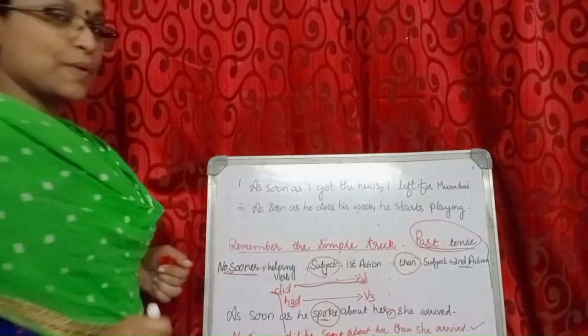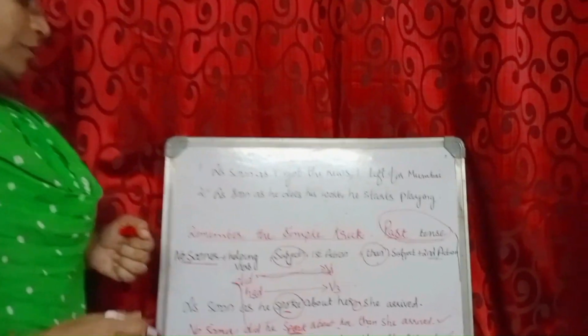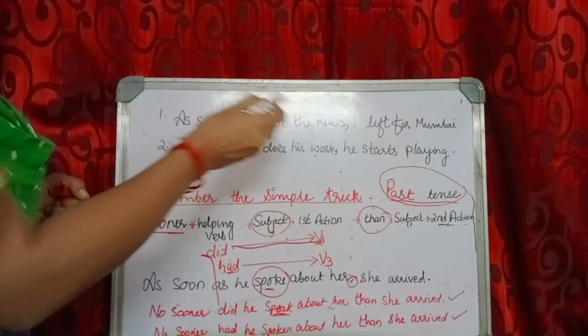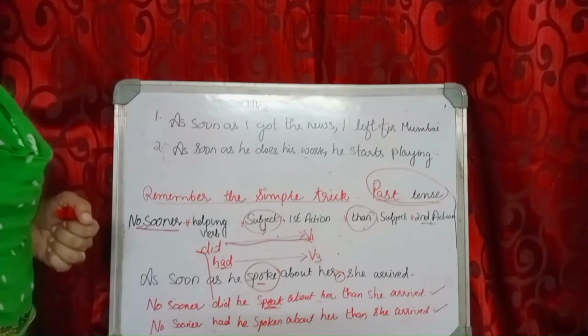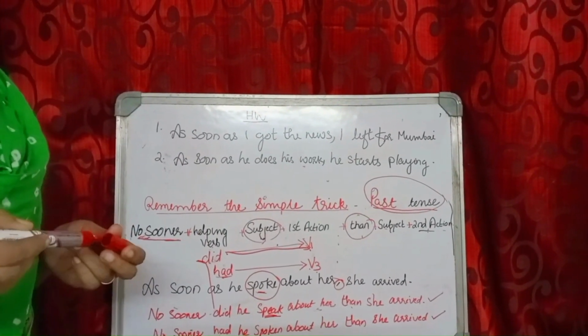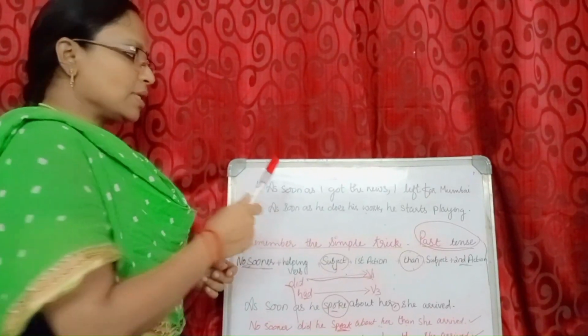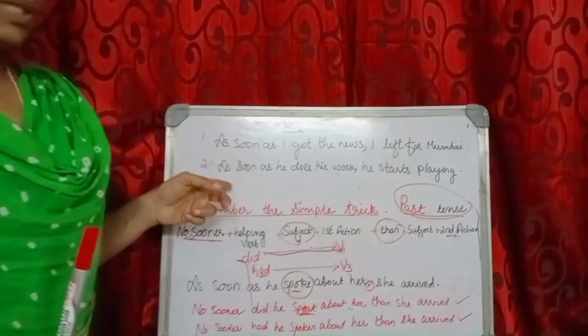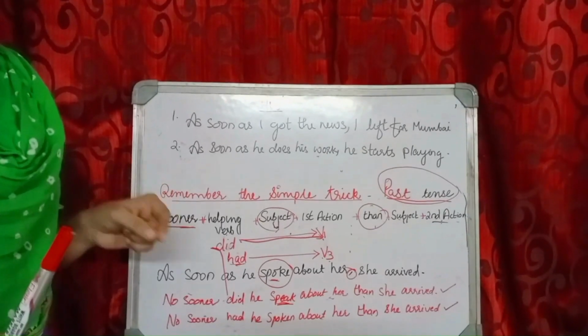So I have given two questions here, children, as homework. "As soon as I got the news, I left for Mumbai." The second question is, "As soon as he does his homework, he starts playing." Children, I have given two questions. You can solve them as per the given trick.